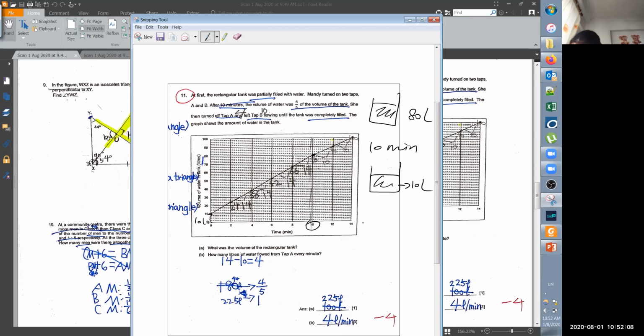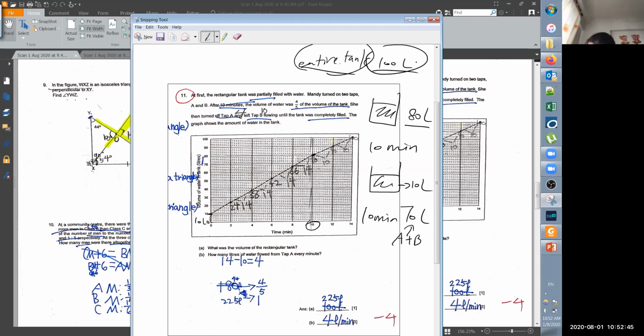So that means 10 minutes 里面它总共加了70 liter, right? So it's A and B together. 4/5 of the volume of the tank. So 80 is 4/5. So the entire tank is 100, right? 对吗？因为 4/5 means 80%. 80% is 80, so entire tank is 100 咯. Am I right?